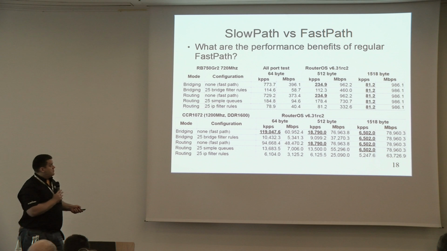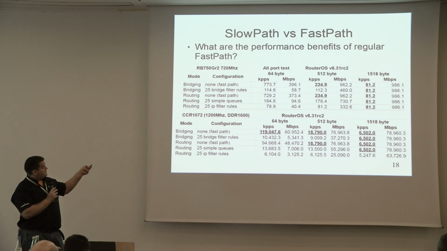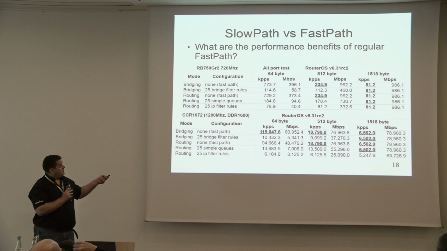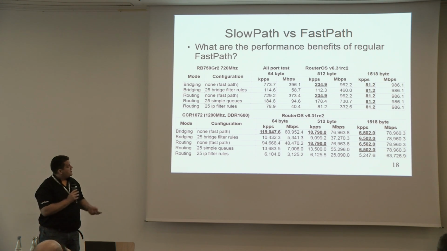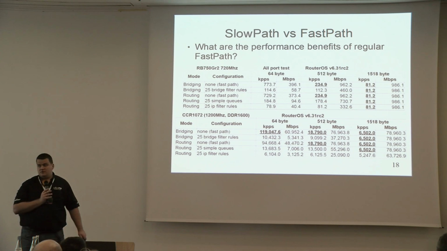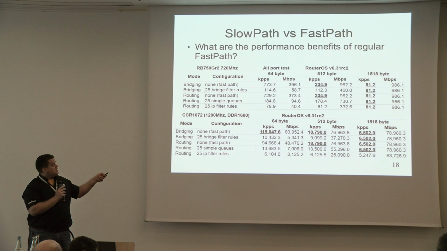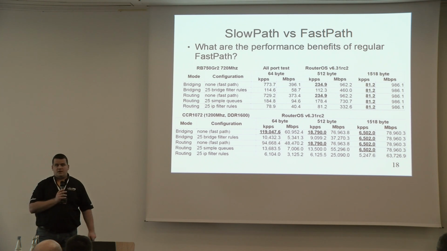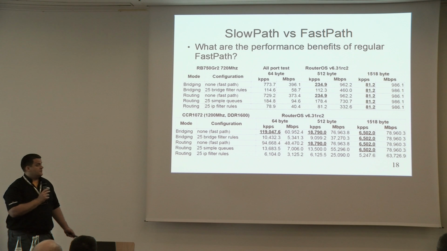Just to show you some results, if you have simple bridging on the 750G board, you get 700,000 packets per second with small 64-byte packets. But as soon as you add some configuration in the bridge, for example, 25 bridge filter rules, performance will go down significantly. So FastPath is really saving some effort and adding some performance overhead over here.